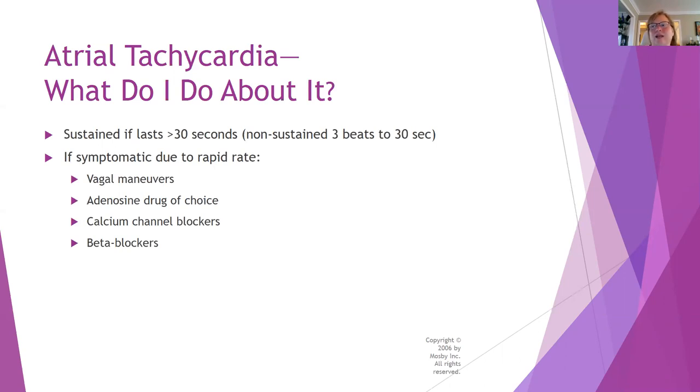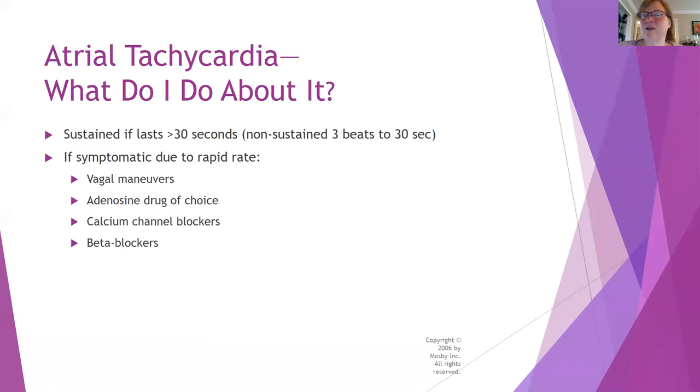If that's not successful and we're moving to medications, then we would look to antiarrhythmic medications like adenosine. That's our drug of choice. And we're going to see adenosine for a couple of other rhythms today as well. Unless a patient has severe asthma, this is an important caution. If the patient has severe asthma, we do not want to give that adenosine. However, we could also look at some other kinds of medications.